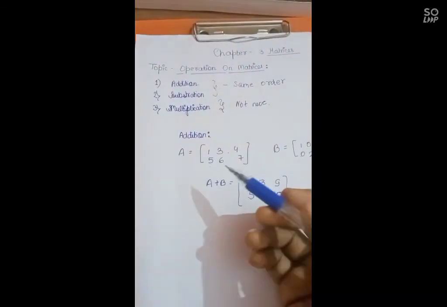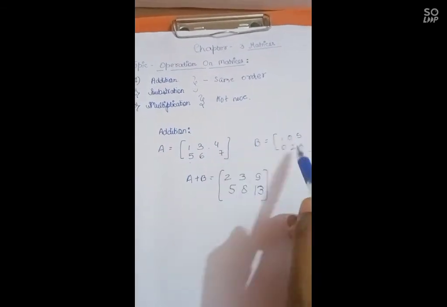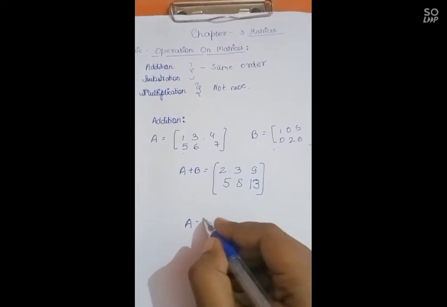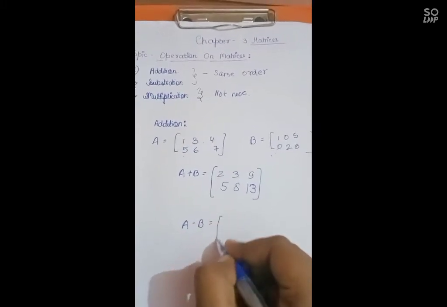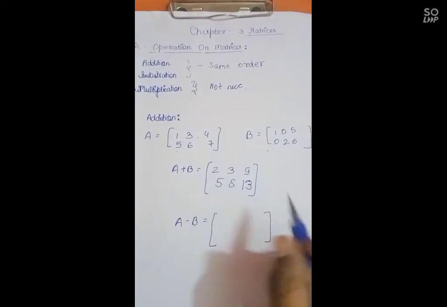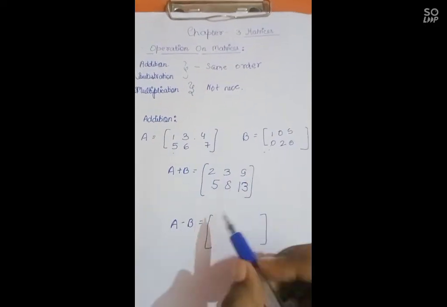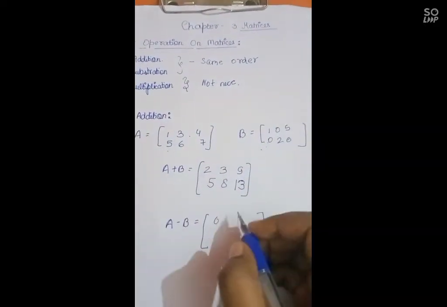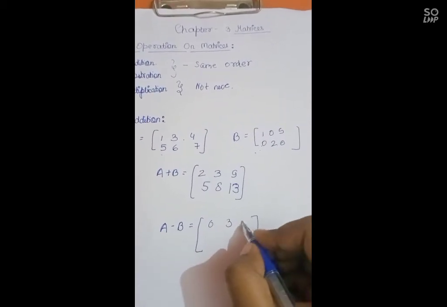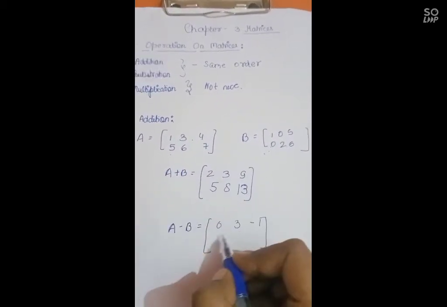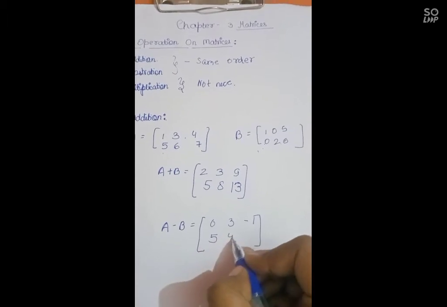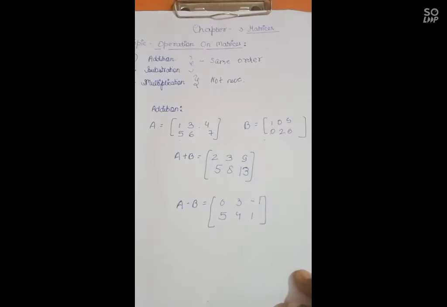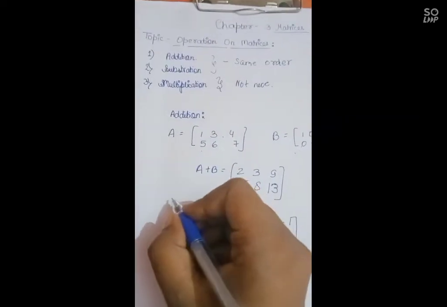Similarly for subtraction, we will take the same matrices and do subtraction. For subtraction, we will subtract the corresponding element of B from the corresponding element of A. 1 minus 1 is 0, 3 minus 0 is 3, 4 minus 5 is minus 1, 5, 4 and 1. This is the answer. Now this is subtraction.